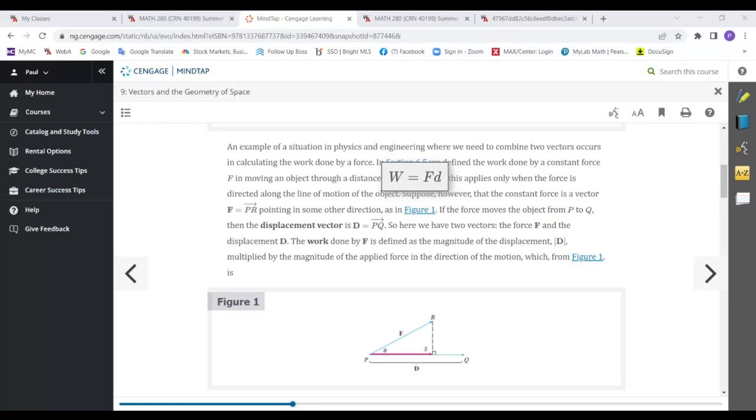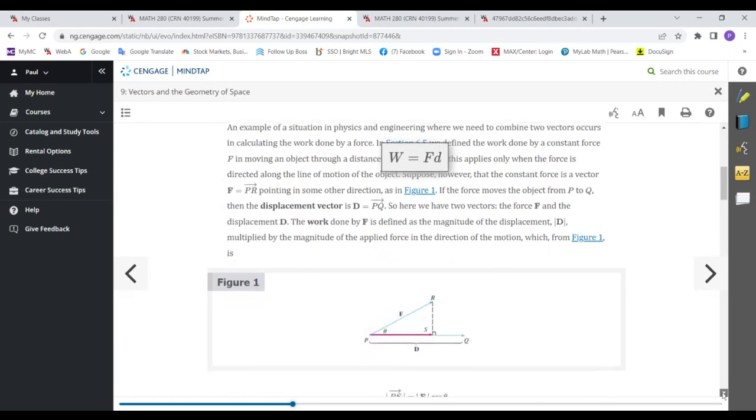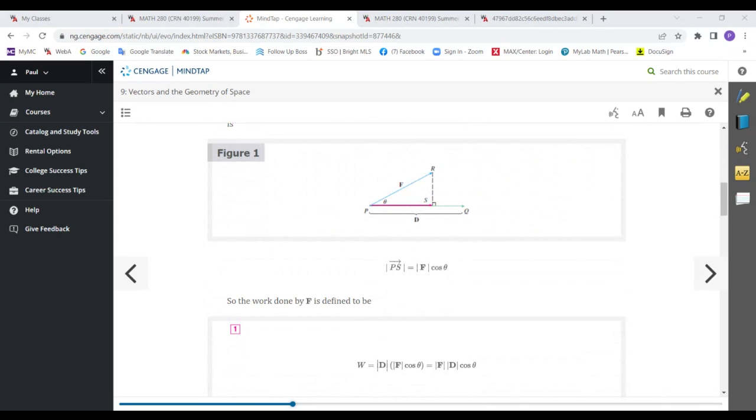So let's take a look at a situation. Usually that definition of work equals force times distance is for when you push or pull an object on some kind of horizontal platform. But you can have a situation like they have here in Figure 1, where you have an object at point P, and you move the object from point P to, say, point S. But the force you're applying is not a horizontal force. It's a force at an angle theta to the object.